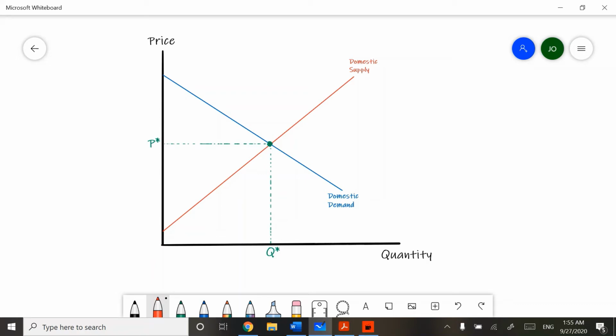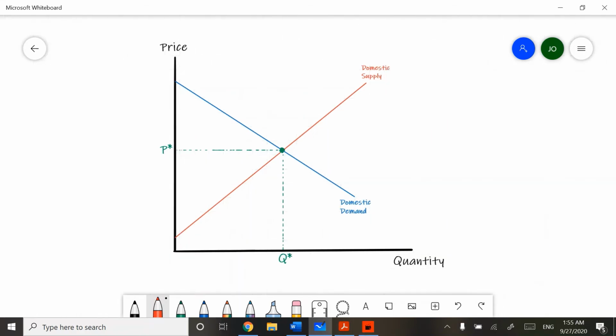Hello class, let's apply the concepts we learned in consumer surplus and producer surplus to international trade. In this market, we have an equilibrium price and equilibrium quantity. Let's analyze this market in a closed economy. What this means basically is that right now there is no trade.